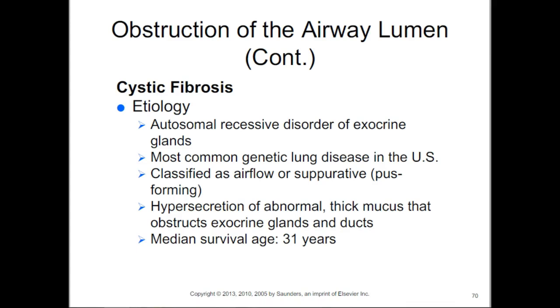And all of them can be a little bit different in their severity, right? So hypersecretion of abnormal thick mucus, right, that's going to obstruct the exocrine glands and ducts, does not only affect the lungs, also affects the pancreas. This is definitely a genetic disorder that decreases the life expectancy. This book says 31. I think that the latest numbers have shown to be more like 36, but still not reaching what we consider middle age. Okay, so it's definitely going to shorten their life expectancy.